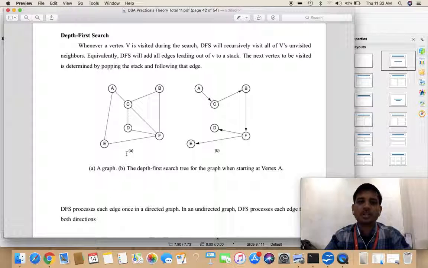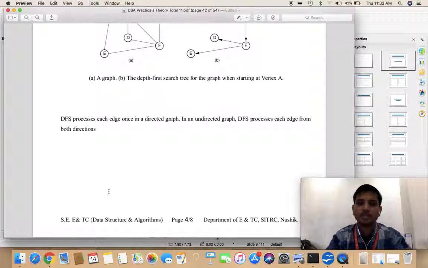So in this way we are now doing the pushing and popping operation, and using this pushing and popping operation we can search all the graph, and we can visit all the vertices by using this technique.